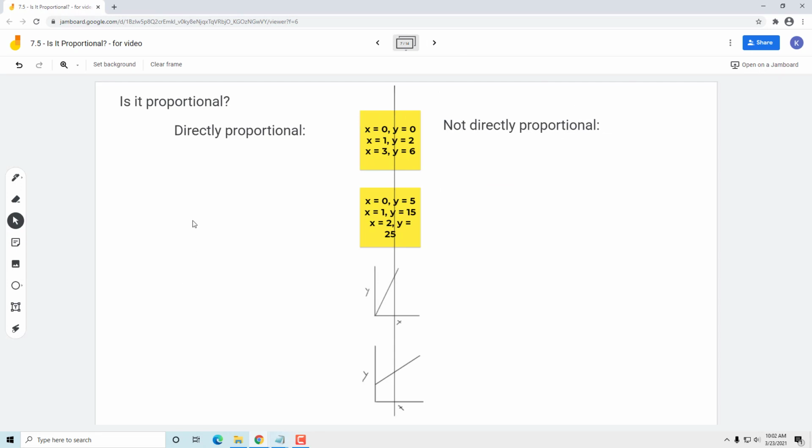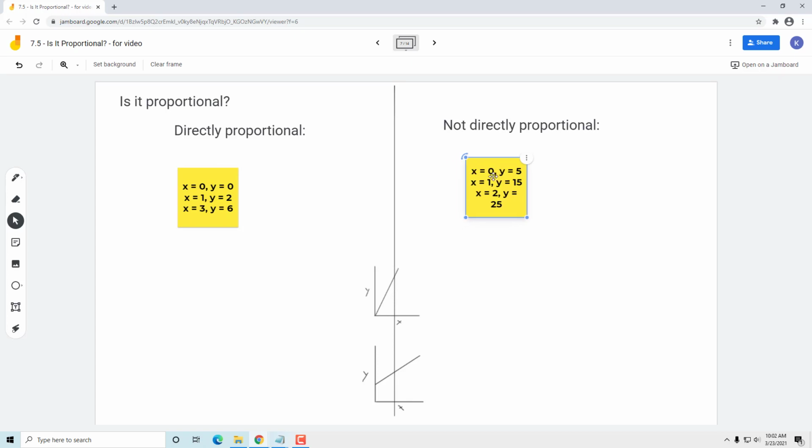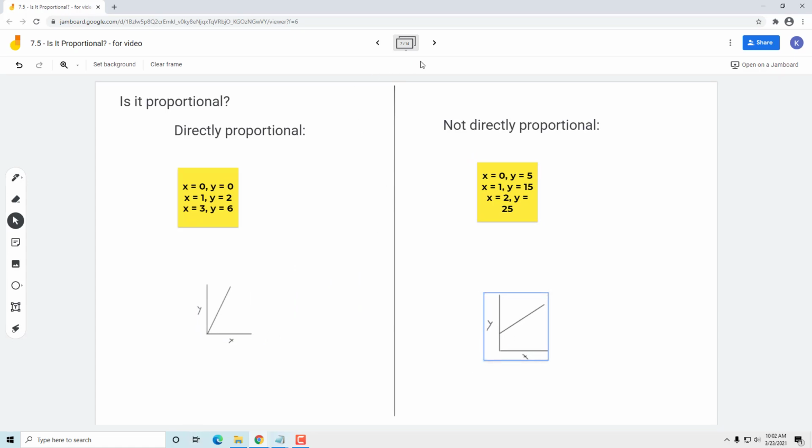Okay. So things are directly proportional. Well, this one, because y is just 2 times x. This one has a y-intercept of 5. When x is 0, y is not 0. Not directly proportional.